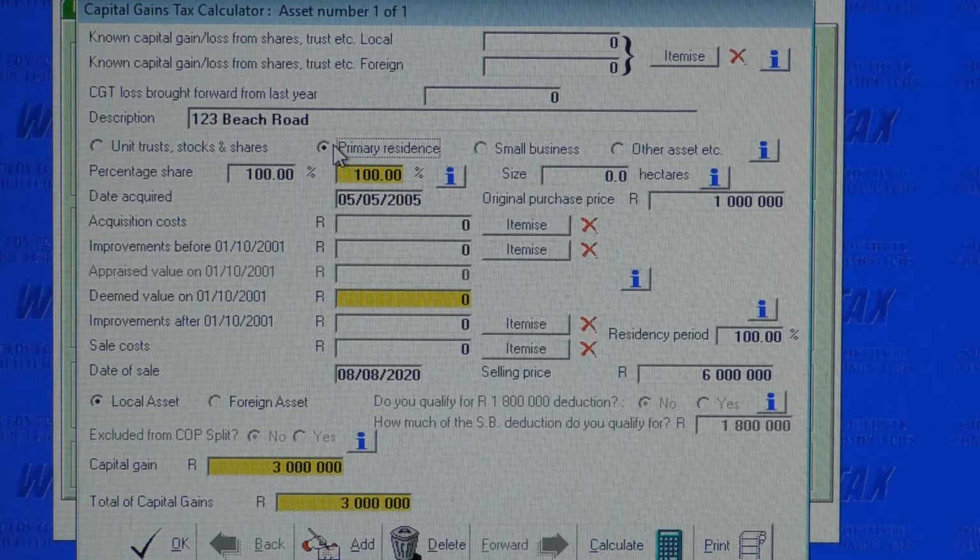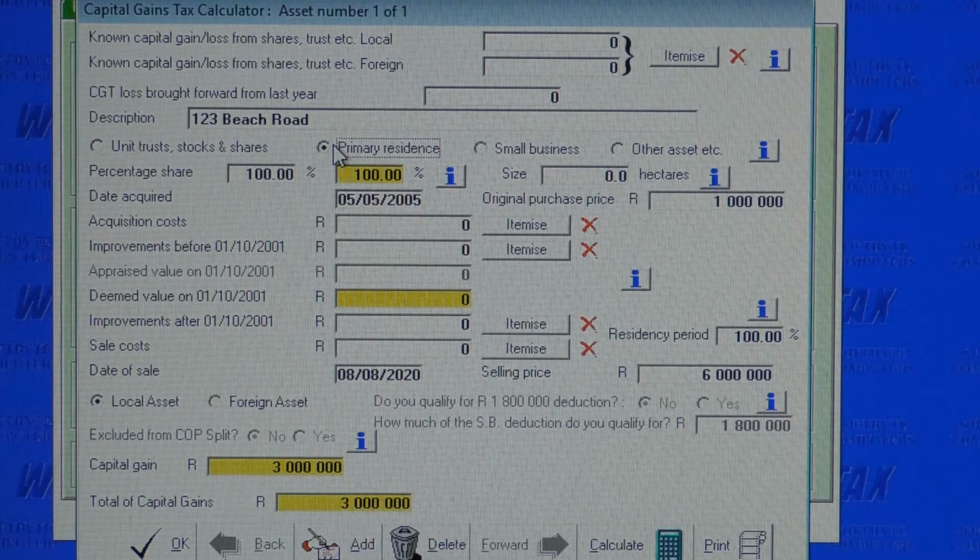We can immediately see that the amount going towards CGT has dropped from 5 million to 3 million. This, of course, is because the profit on a primary residence sale qualifies for a 2 million rand exemption. If the selling price was less than the 2 million rand, then capital gains tax does not apply at all.